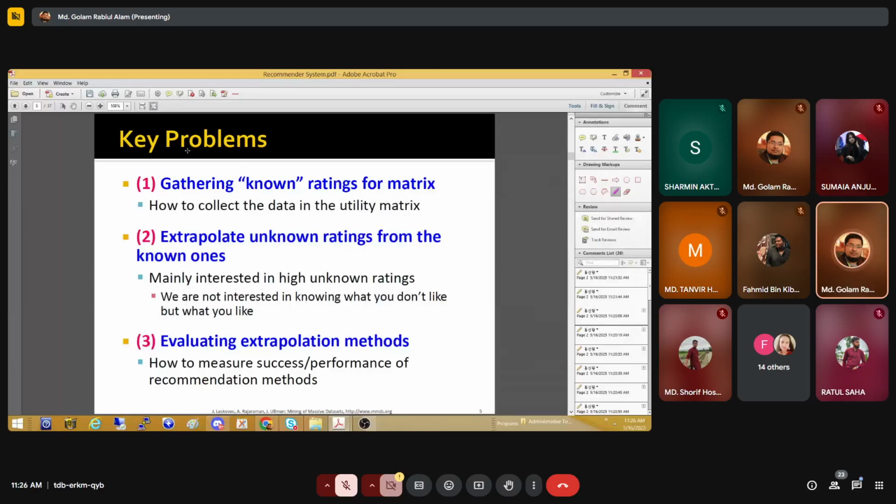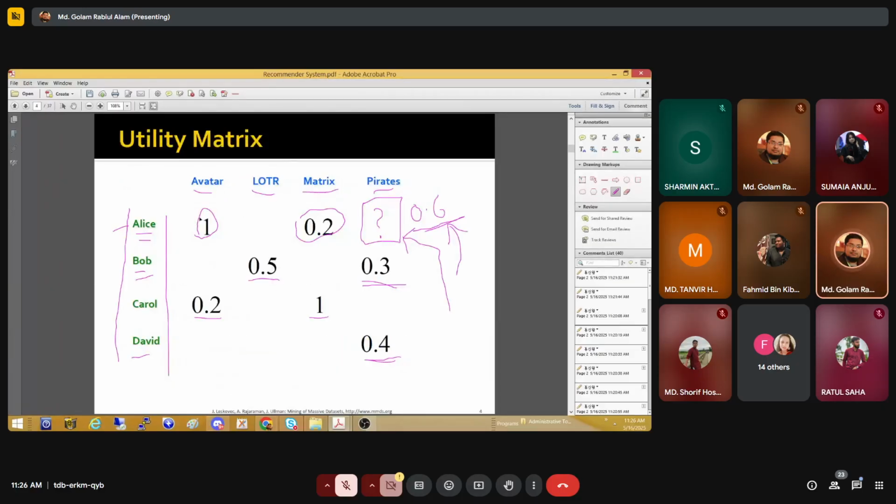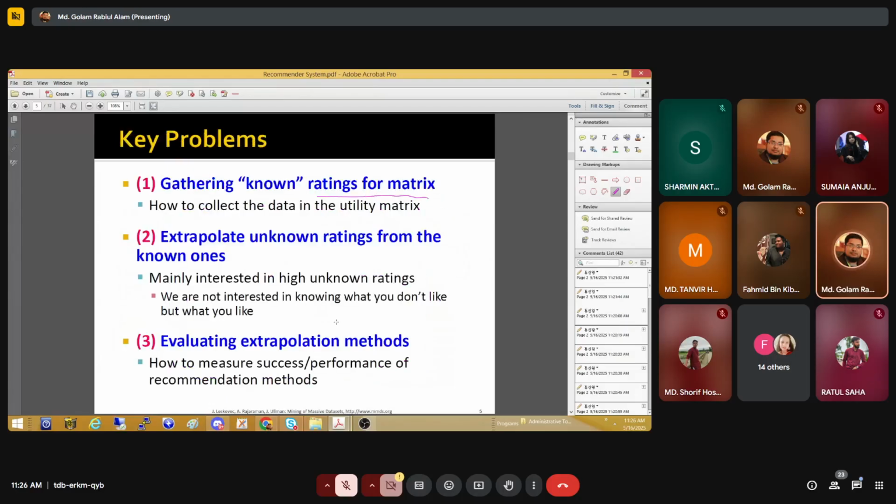Then the key problem here is gathering known ratings for the matrix. That means what we usually want to do in a recommendation system is gather the ratings. Without these ratings, we cannot find out the predicted rating for Alice in Pirates. So gathering known ratings for the matrix is important, and then extrapolating unknown ratings from the known ones.